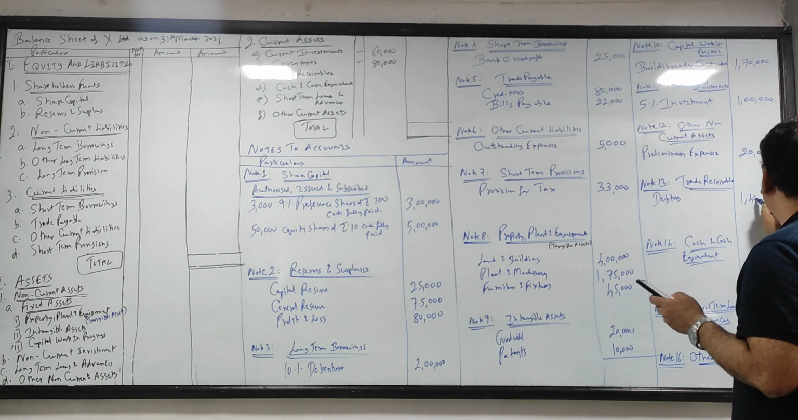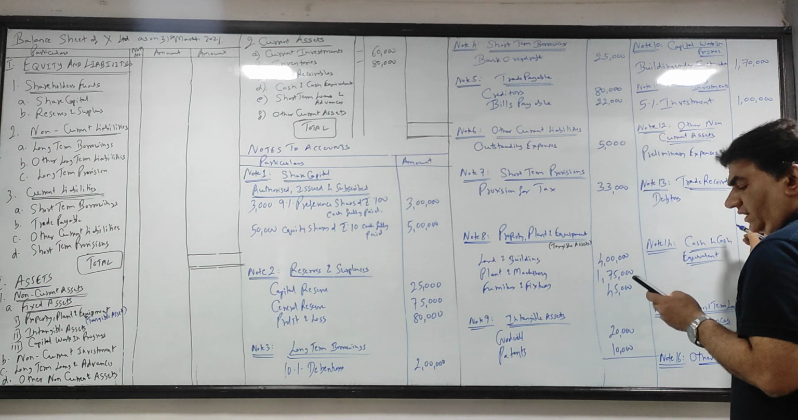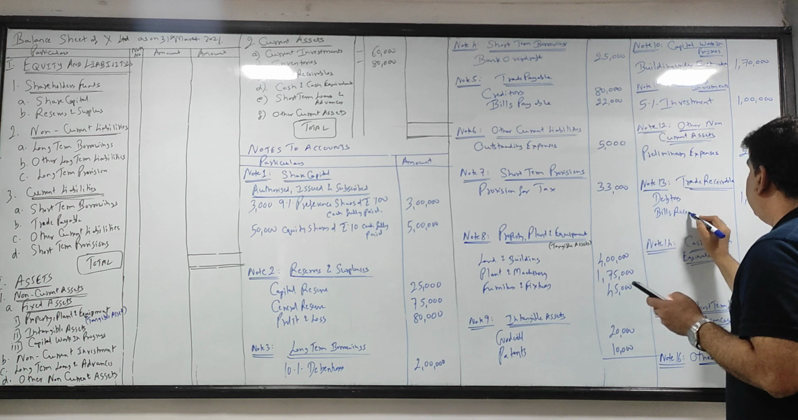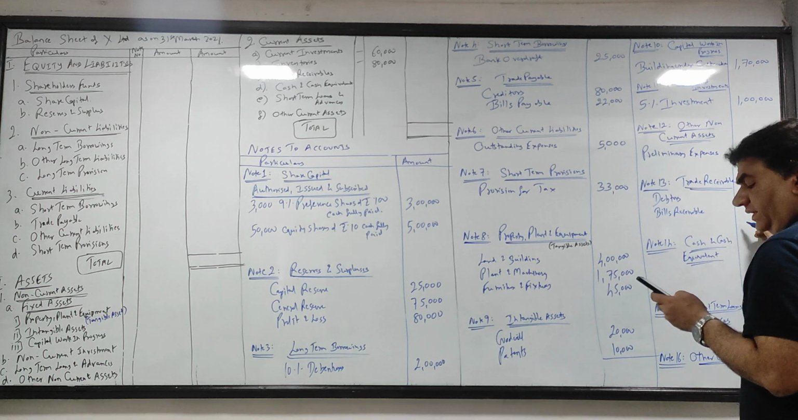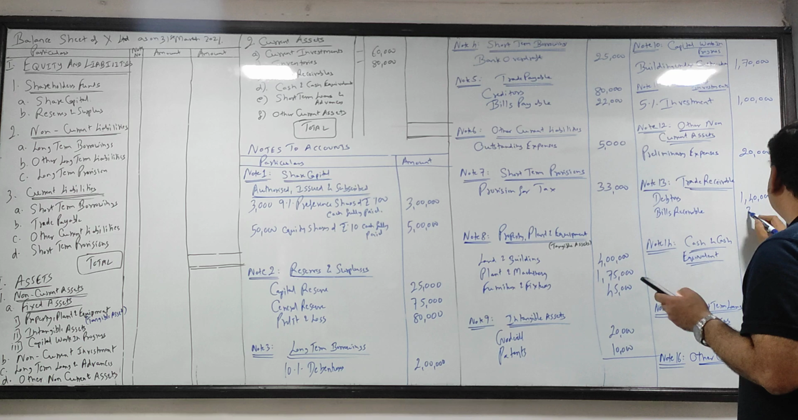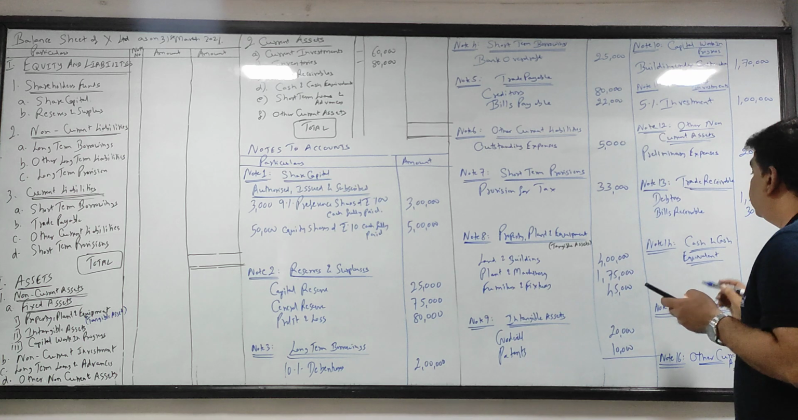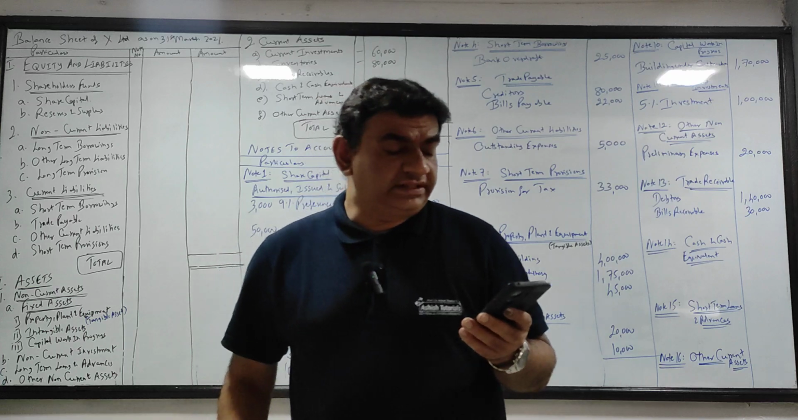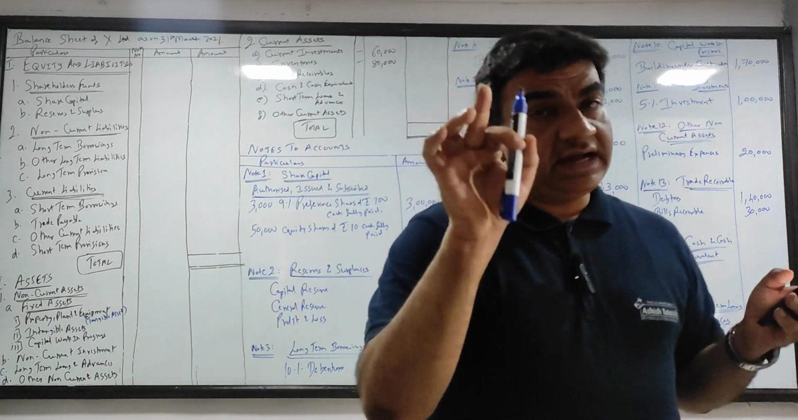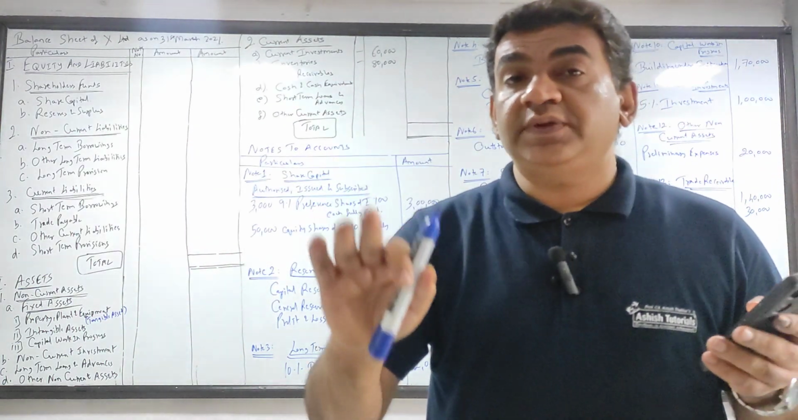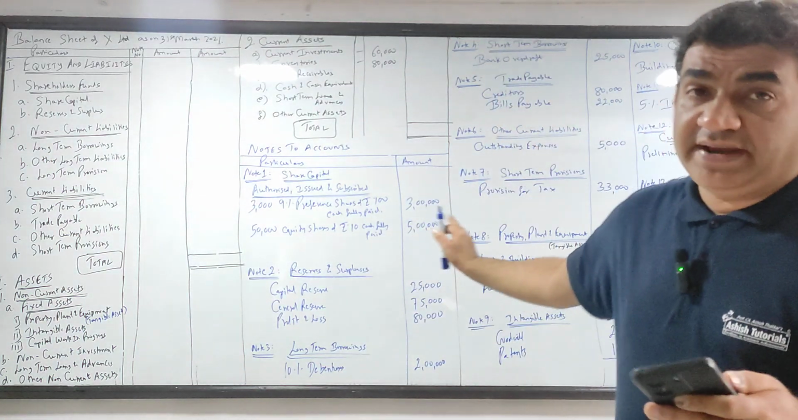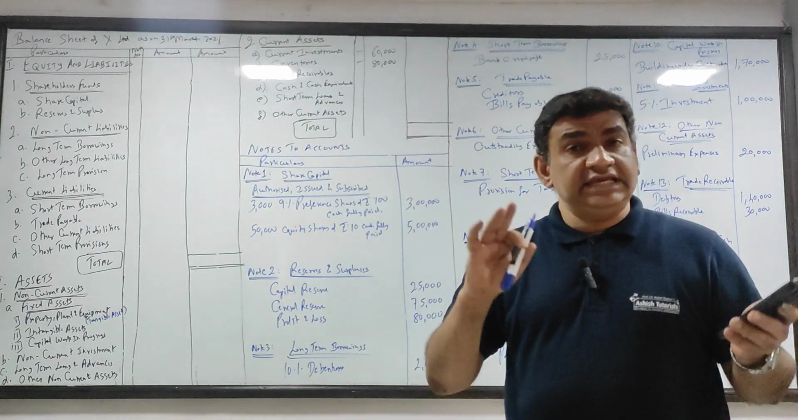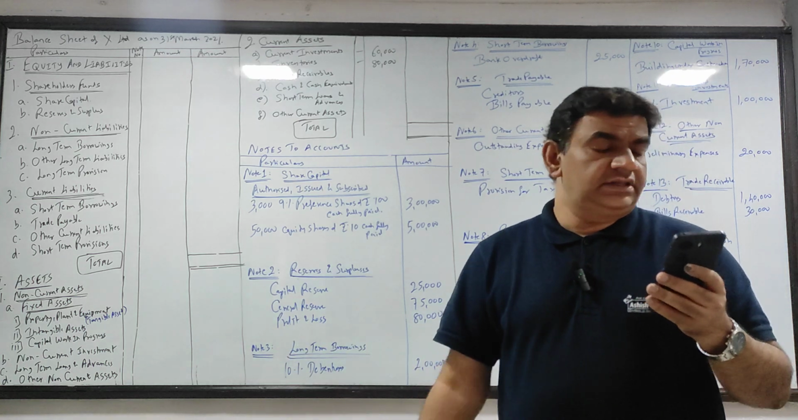Debtors 1,40,000 and bills receivable 30,000. Again the same thing: Debtors and BR both are there, so we made a note. If there was only one, you could have avoided a note.